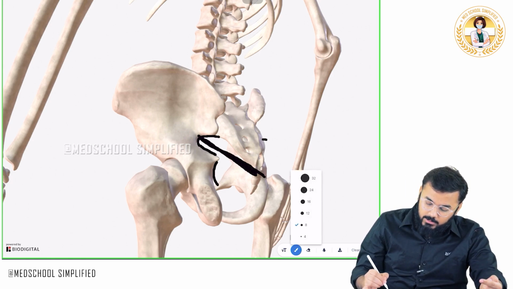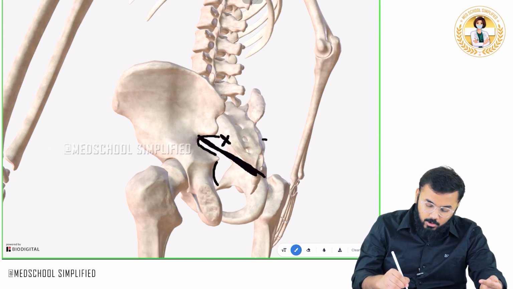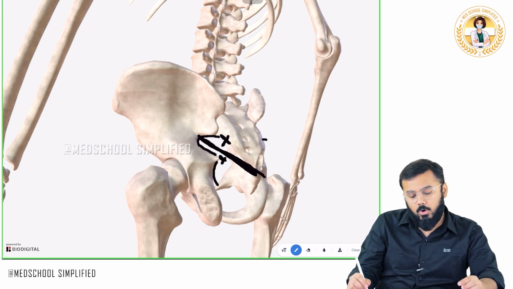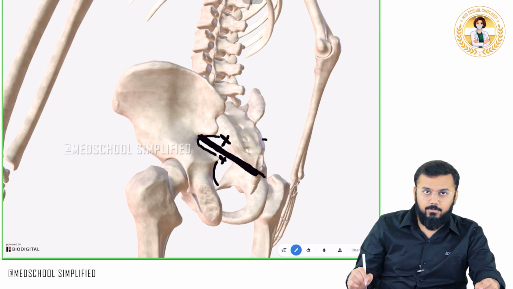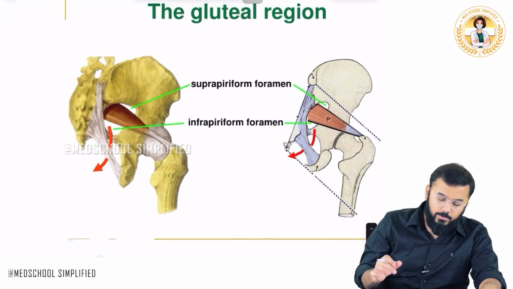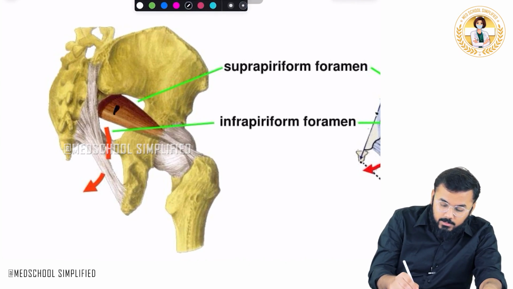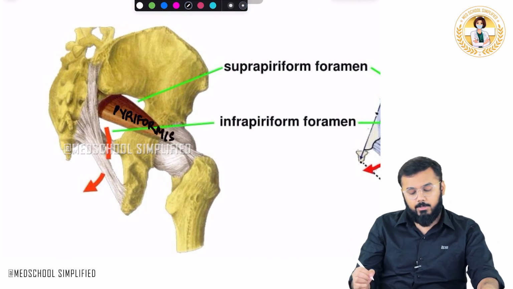So what are these two compartments? One compartment is above, on the top, and here we have one more compartment which is on the bottom. The compartment on the top is called the suprapiriform area. Why? Because the line that is separating the greater sciatic foramen into the upper compartment and the lower compartment is the piriformis muscle. So this particular muscle which you can see over here is your piriformis muscle. I will write it in more detail later on.